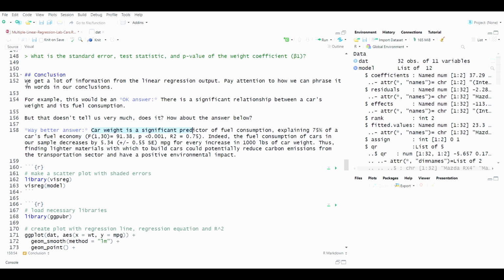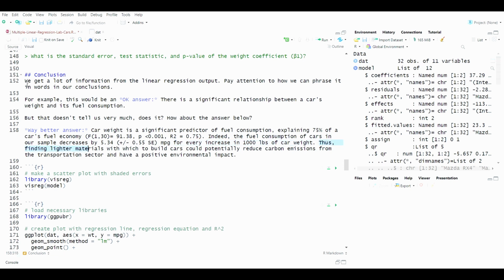Car weight is a significant predictor of fuel consumption, explaining 75% of a car's fuel economy. And then we can say F statistic, degrees of freedom 1, 30, is equal to 90.38, p-value less than 0.001 and R-square 0.75. Indeed, the fuel consumption of cars in our sample decreases by 5.34 plus or minus 0.55 standard error miles per gallon for every increase in 1,000 pounds of car weight.